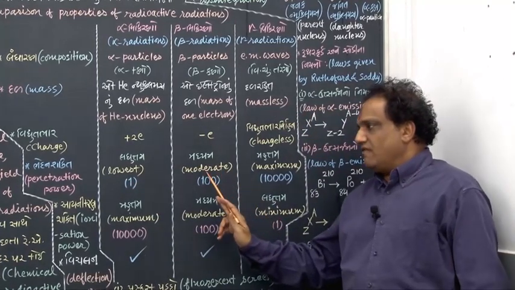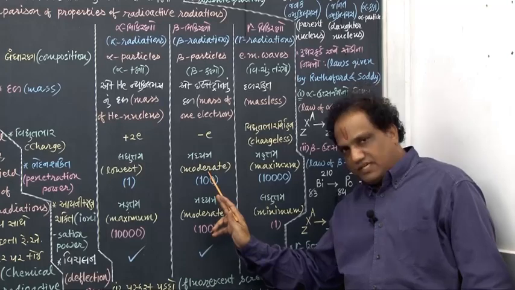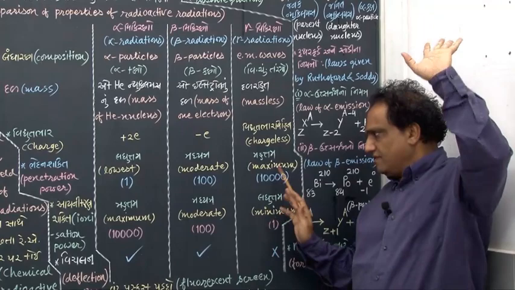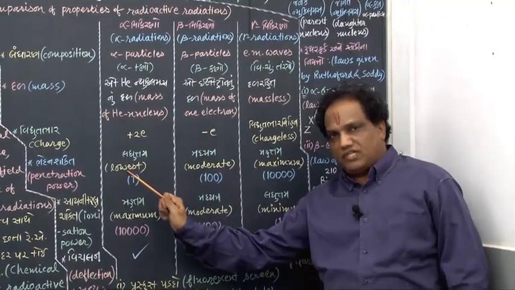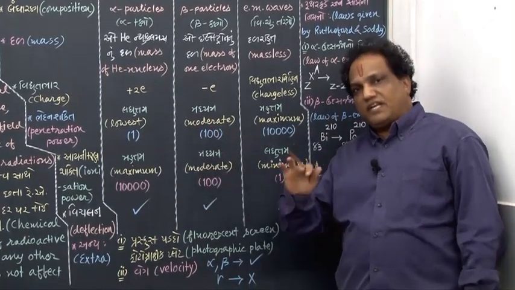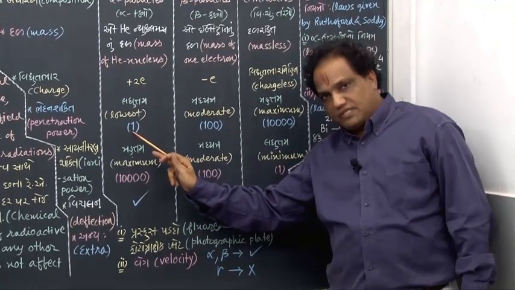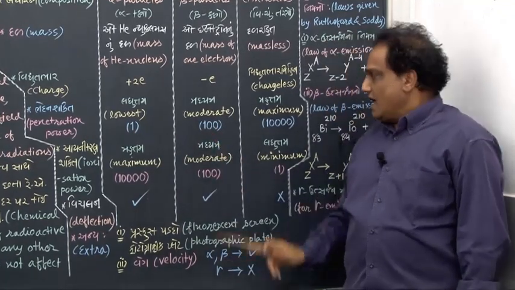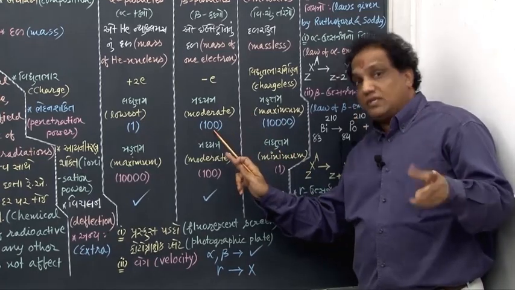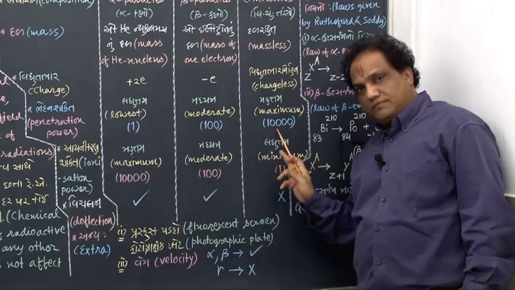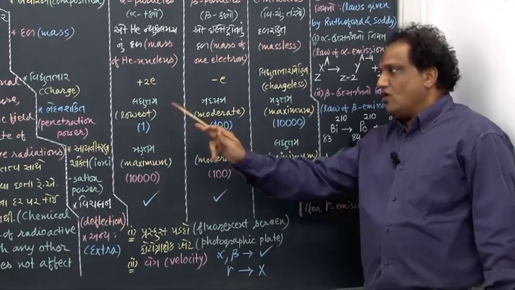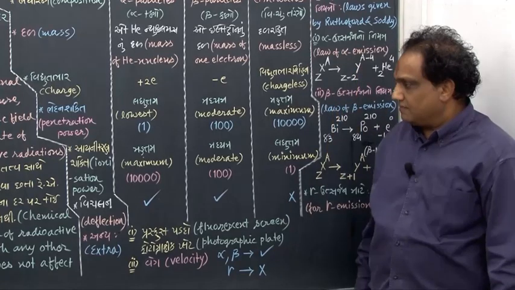Here the penetration power is higher than this, so I am writing moderate, and here penetration power is maximum. If you take this lowest penetration power as 1 unit, suppose, then this is higher than that. Practically we find nearly 100 times. So 1 into 100, that is 100, and here penetration power is maximum, 100 times this. So 100 into 100, 10,000. So this will give you a relative measurement of penetration power of all these radioactive radiations.